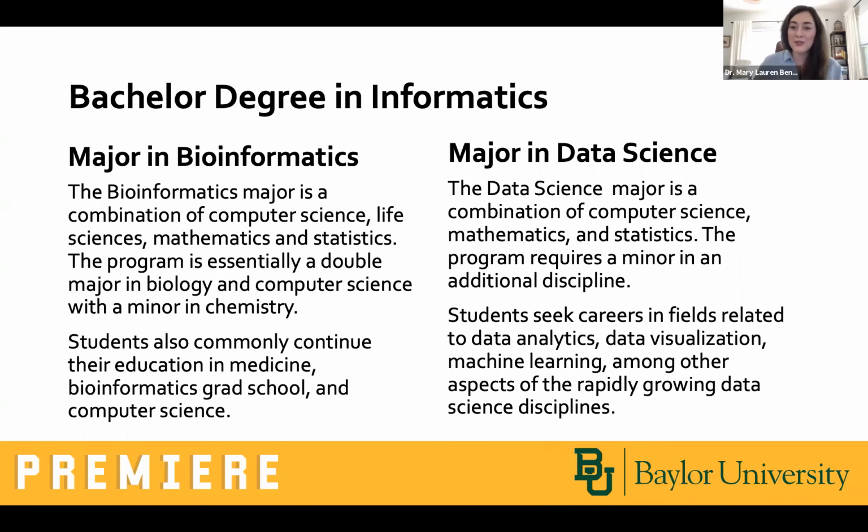So we have a bachelor's degree in informatics in the department and two different majors. One is in bioinformatics, which is a combination of computer science, life science like biology and chemistry, and then mathematics and statistics. This program is essentially a double major in the life sciences like biology and computer science. And we also have a major in data science, which combines computer science, mathematics, and statistics. Instead of having the life sciences, there's an additional requirement for a minor in another discipline.